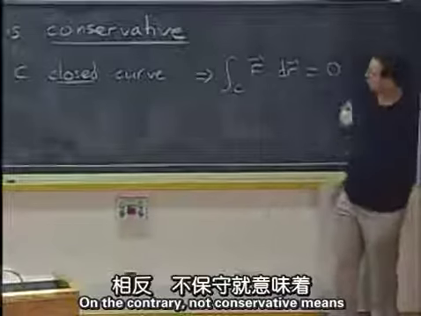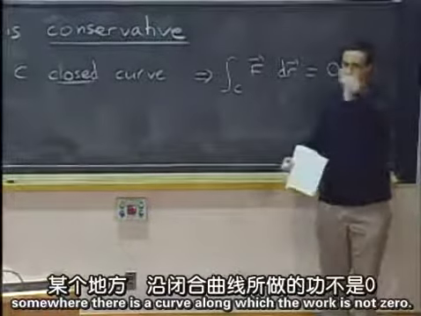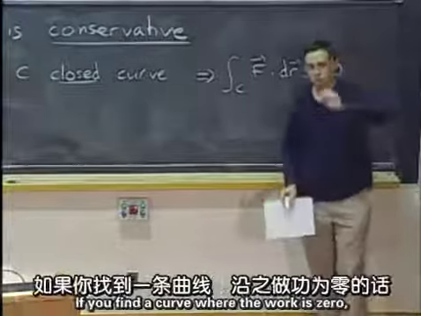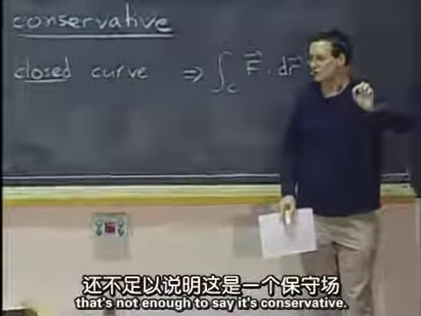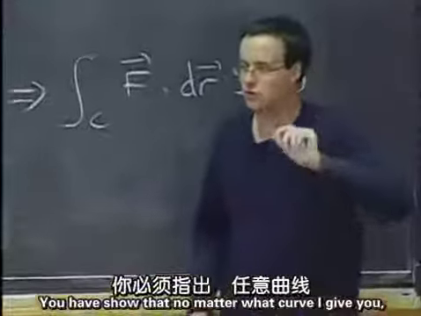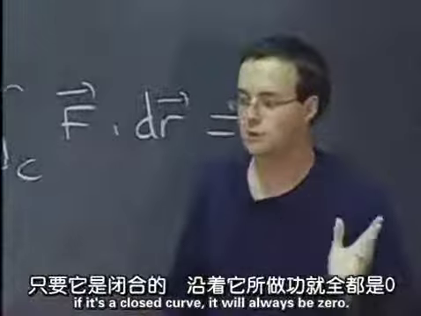Not conservative means somewhere there is a curve along which the work is not 0. If you find a curve where the work is 0, that's not enough to say it's conservative. You have to show that no matter what curve I give you, if it's a closed curve, it will always be 0.